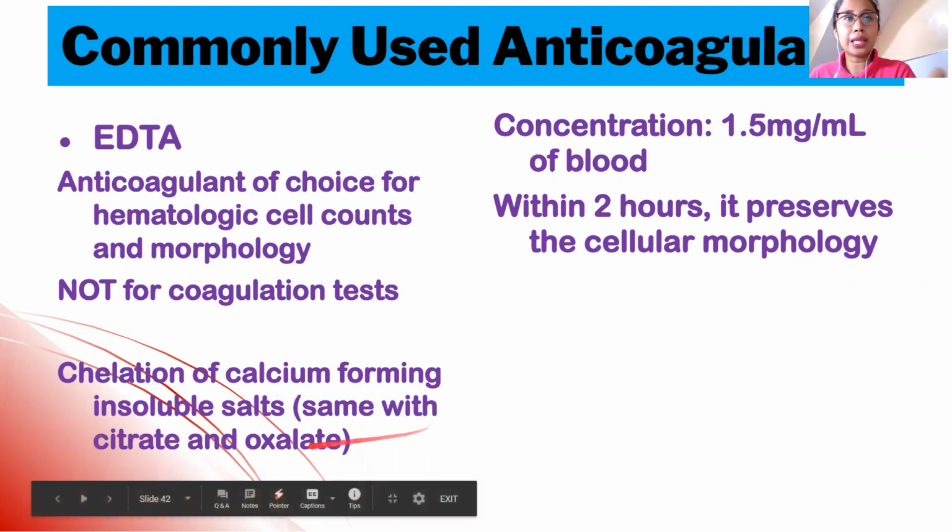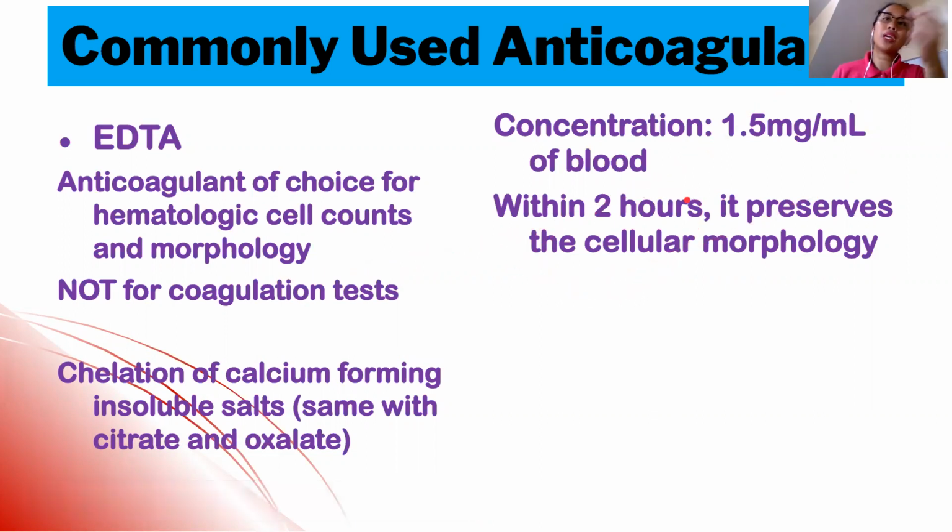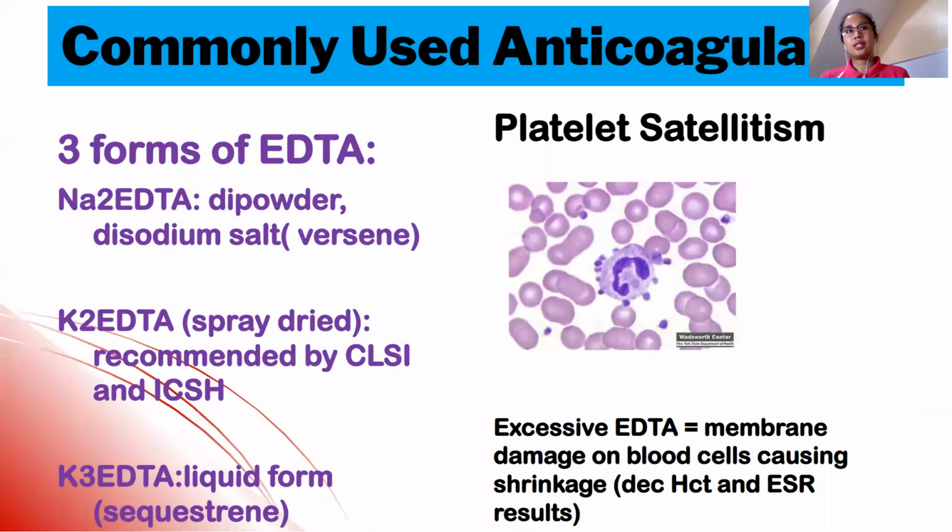Same with sodium citrate and potassium oxalate. So, pag narinig nyo yung citrate at oxalate, nagkekelate rin sila ng calcium. So, class, within 2 hours, so pag gumawa ka ng smear within 2 hours, maganda pa yung morphology ng cells. But class, after 2 hours, nag-shrink na yung cell. So, you have to do your blood smear fast. Yan. So, we have 3 forms of EDTA. So, disodium EDTA, dipotassium EDTA, tripotassium EDTA. So, dun tayo sa K2 EDTA, yung spray dried. Yan. Dati tinatawag na lang Versin, yun, sequestrin.